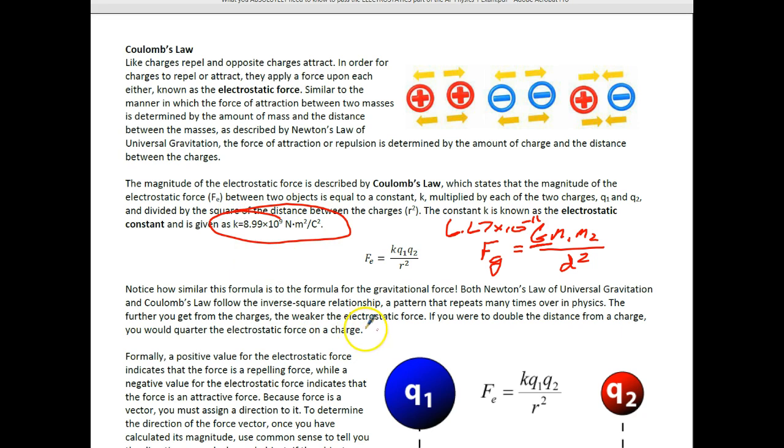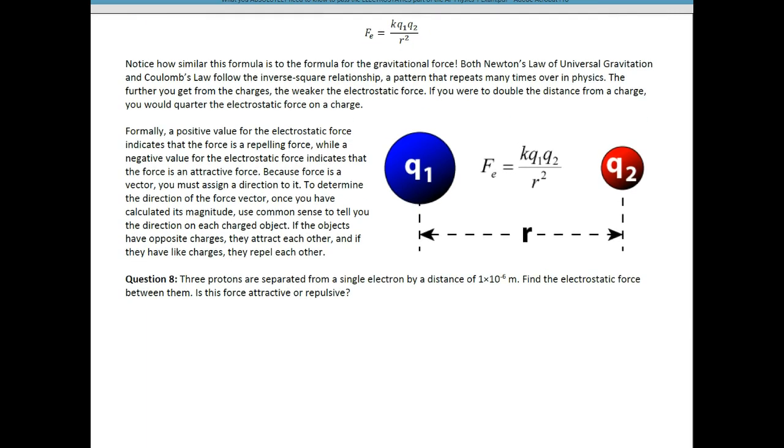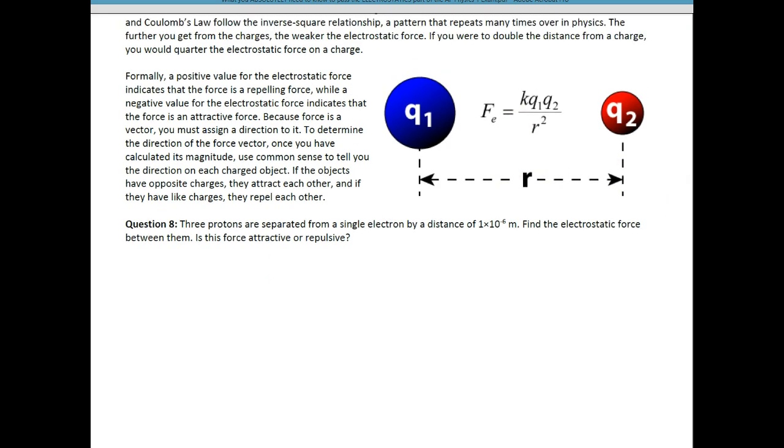Let's go ahead and take a look now at a couple of charges here. So here's the first charge. It's a little bit bigger than our second charge. So Q1 and Q2 would be the values for each one. K was our constant again, and then R is the distance between them. So let's go ahead and try to solve for the first one.